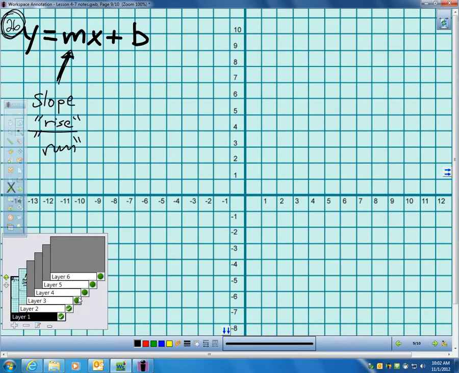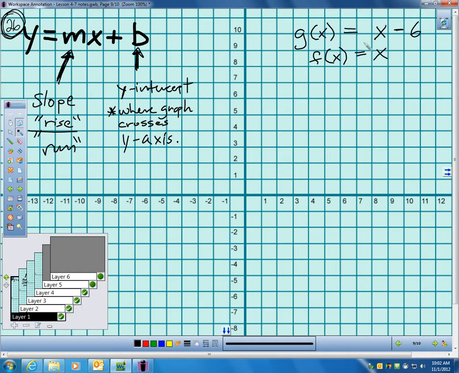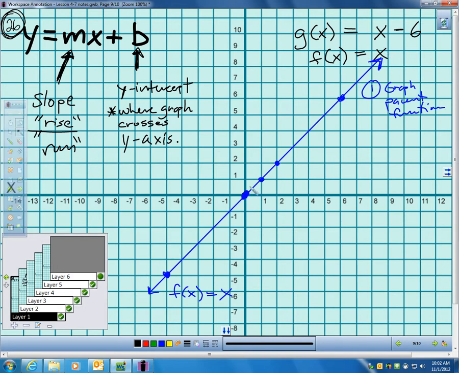Remember, m is my slope, y is my intercept, and my parent function is f of x equals x. So let me graph that. There is f of x equals x. Remember, intercept 0 right here. Slope 1, up 1 over 1.